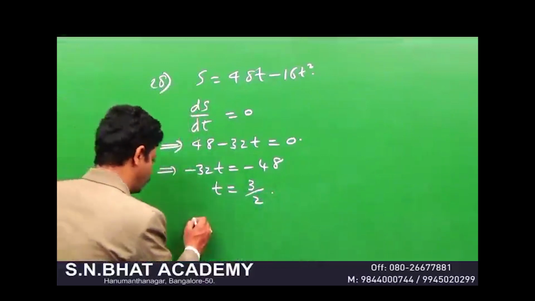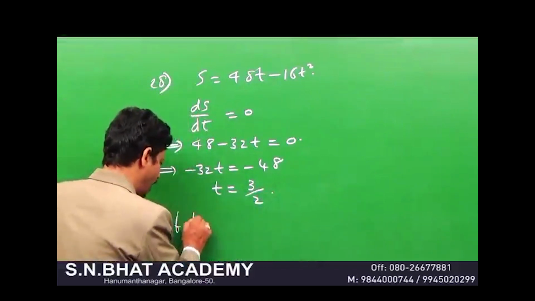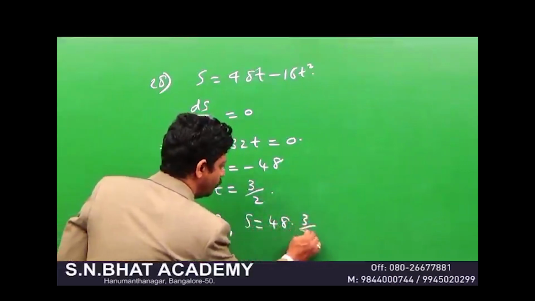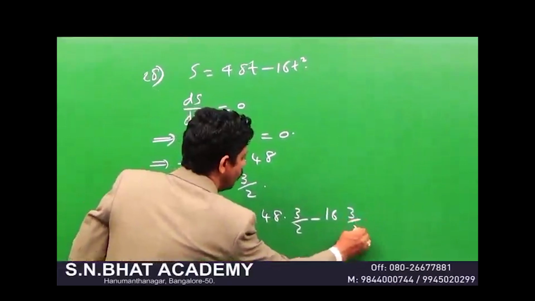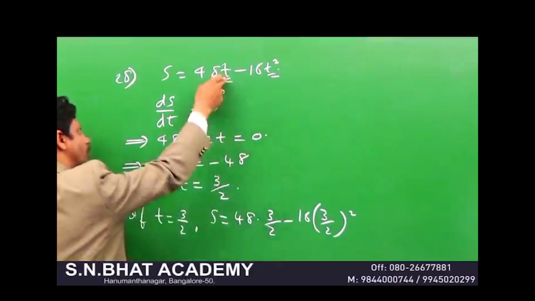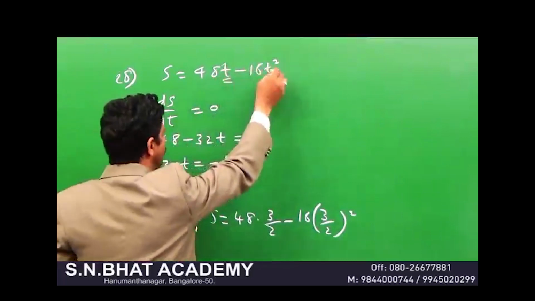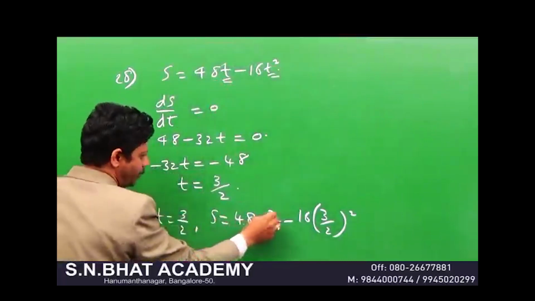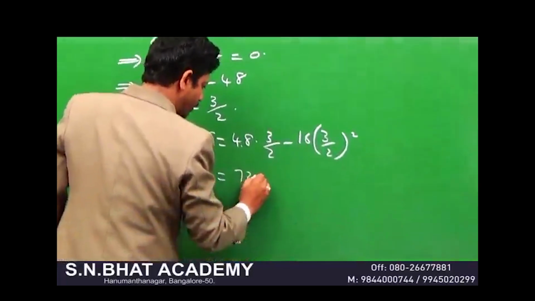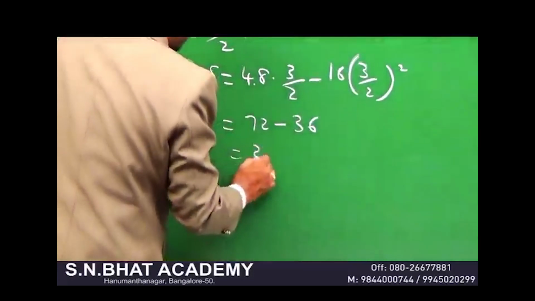When t is equal to 3 by 2, the value of s is 48 into 3 by 2 minus 16 times 3 by 2 whole square. You have to substitute for t. The value of t is 3 by 2. You have to substitute t equal to 3 by 2 in this equation. So it is 48 into 3 by 2 minus 16 into 3 by 2 whole square. So it is 72 minus 36, that is 36.